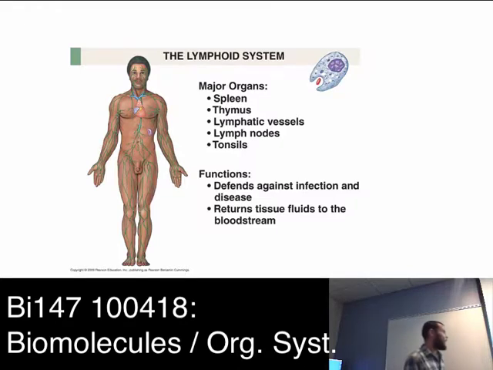The lymphoid system is also made up of lymphatic vessels, lymph nodes, also the tonsils, which are specialized lymph nodes or lymphatic tissue.